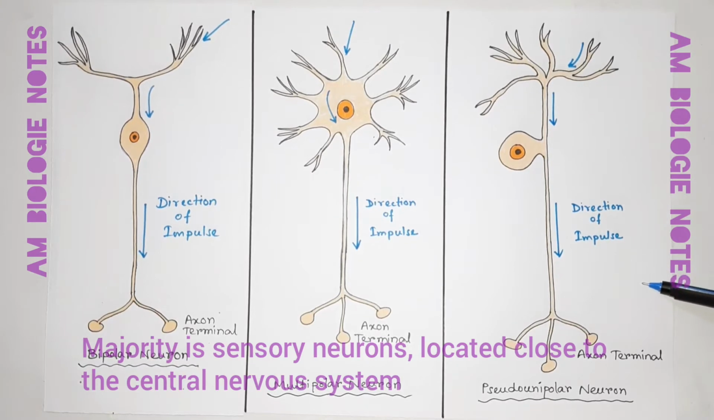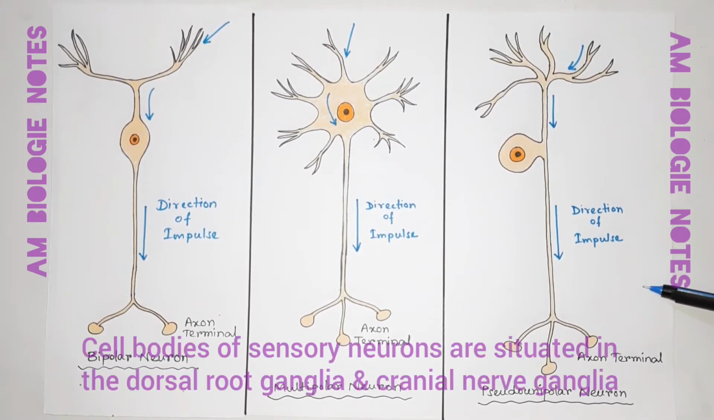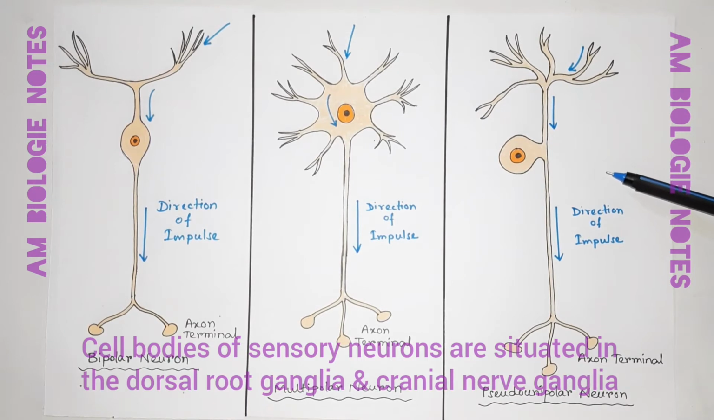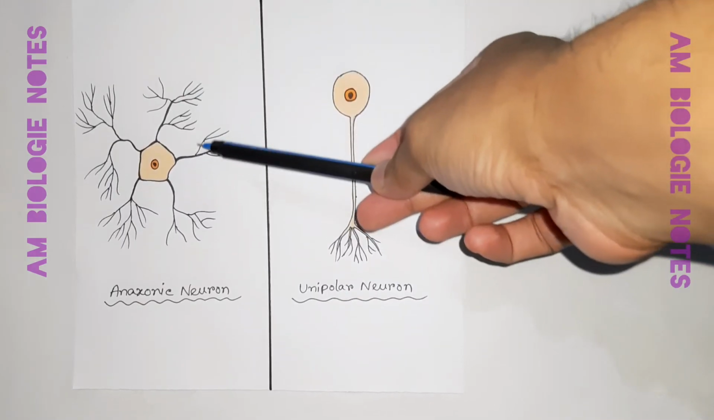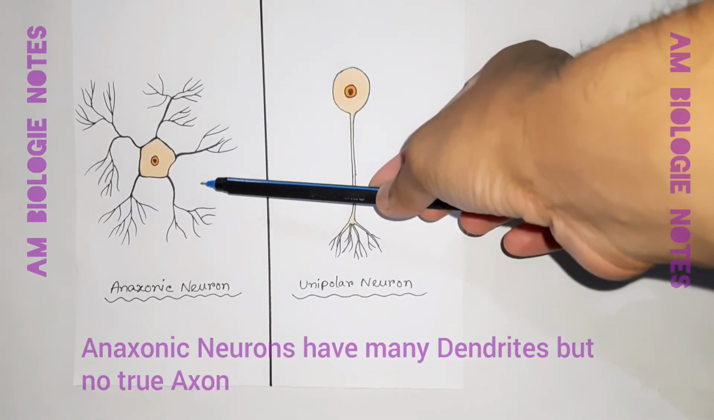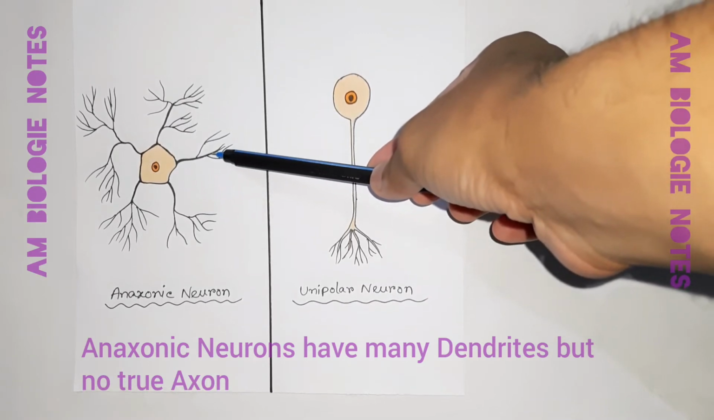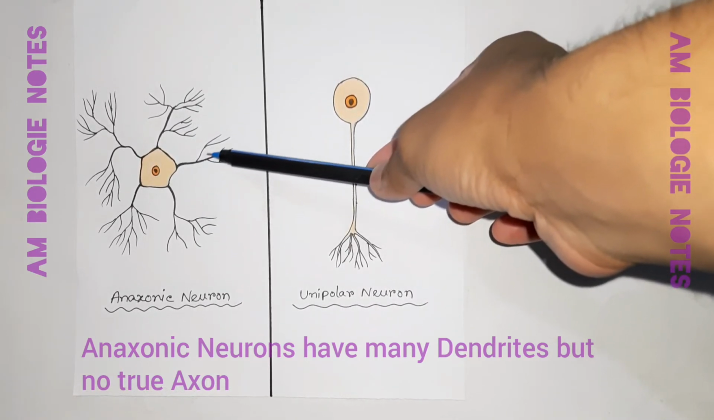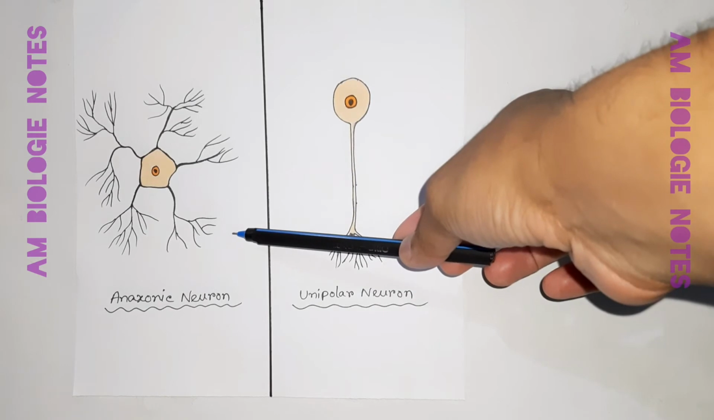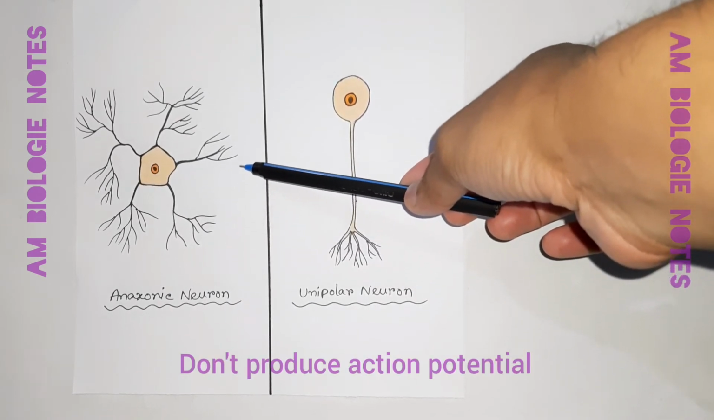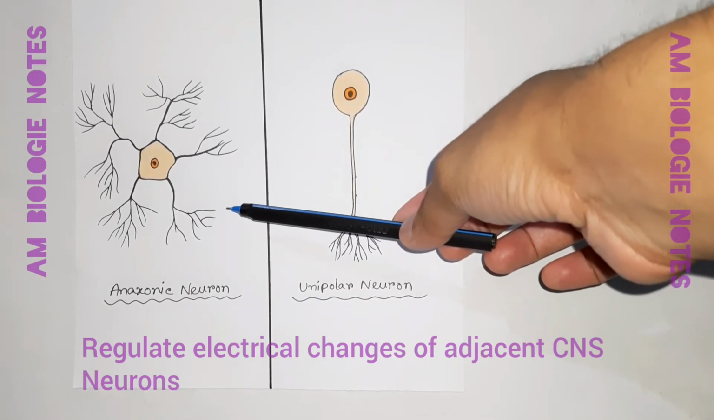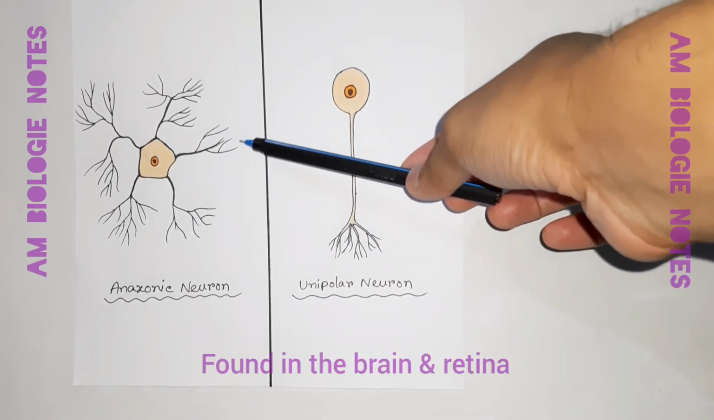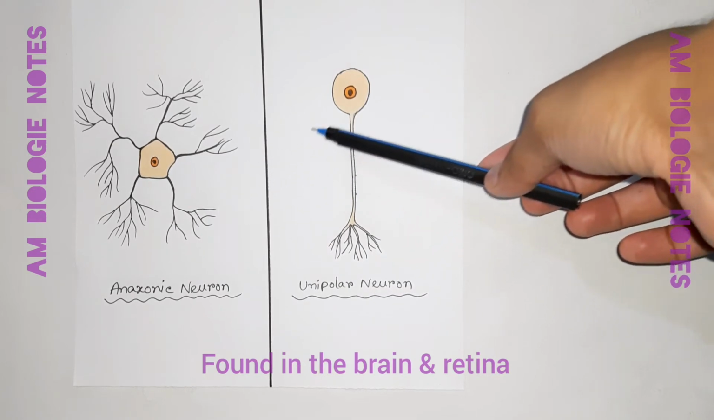Located close to the central nervous system, cell bodies of sensory neurons are situated in the dorsal root ganglia and cranial nerve ganglia. This is anaxonic neuron. These neurons have many dendrites but no true axon. They do not produce action potentials but regulate electrical changes of adjacent central nervous system neurons. They are found in the brain and retina.